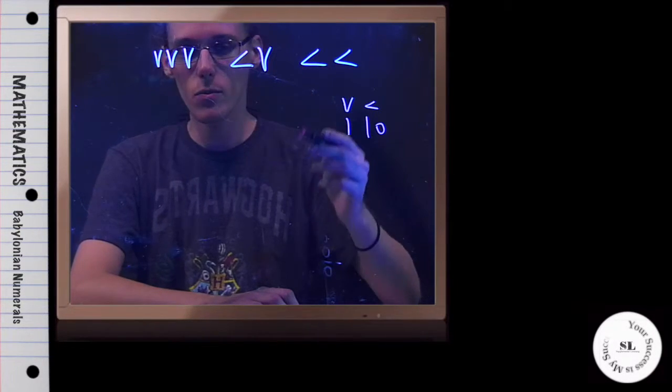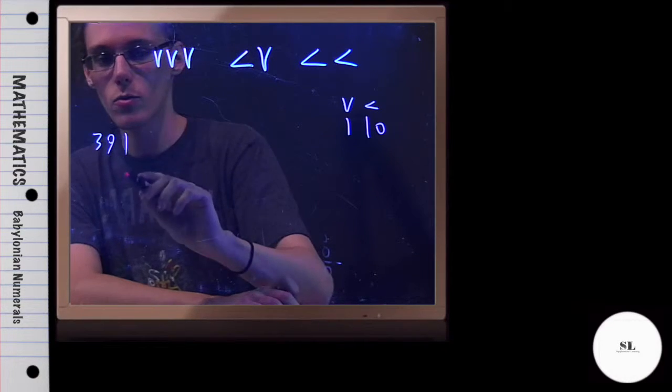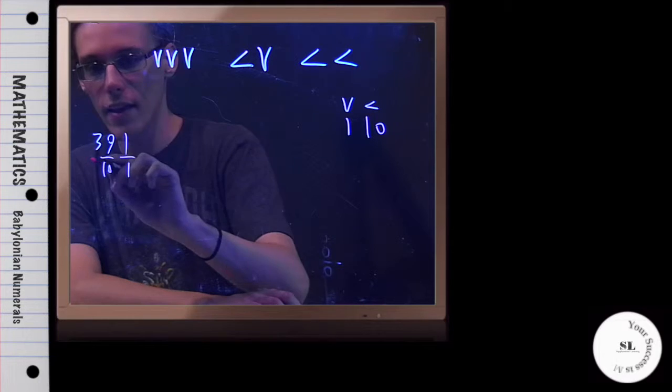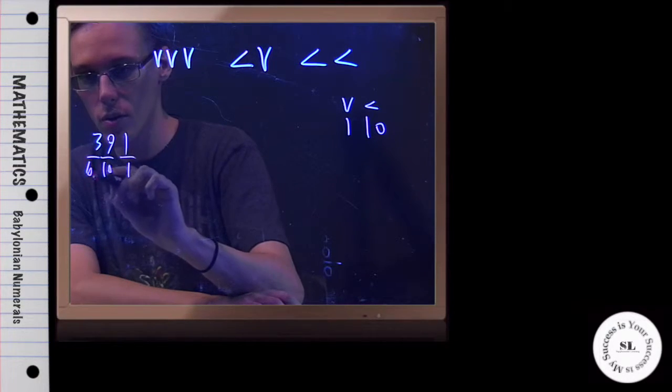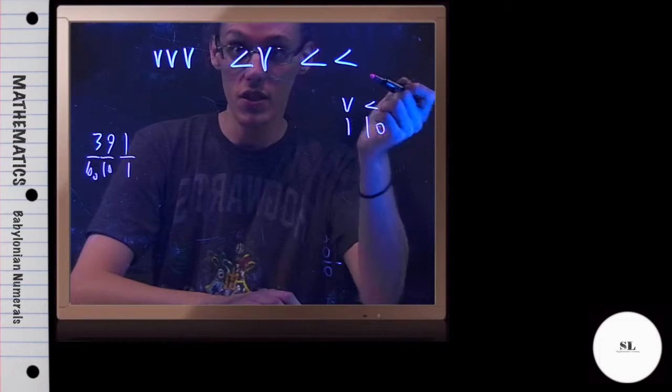You know how our system goes from right to left? If I wrote 391, for example, this would be in the ones place, the tens place, and then the hundreds place, and so on and so on. Powers of 10. The Babylonians used powers of 60.